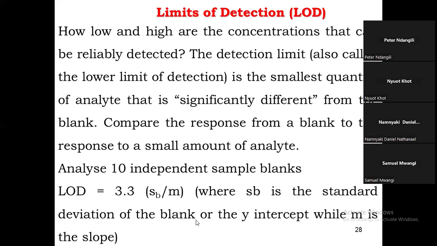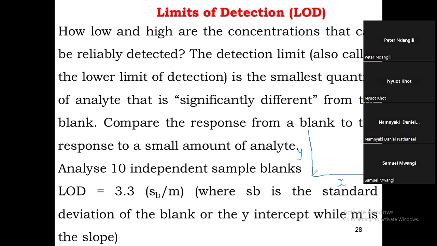Remember this, very important. When you are carrying out an analysis of the blank, then you are doing it at a zero analyte concentration. When you are carrying it out at zero analyte concentration, you remember when you are drawing your calibration curve, this is Y, and in the Y we have the signal, this is X, and this X is the concentration or the amount of analyte that you have.